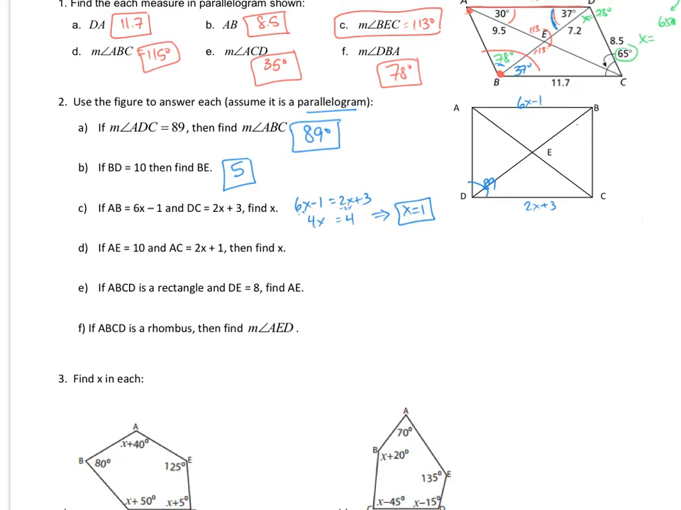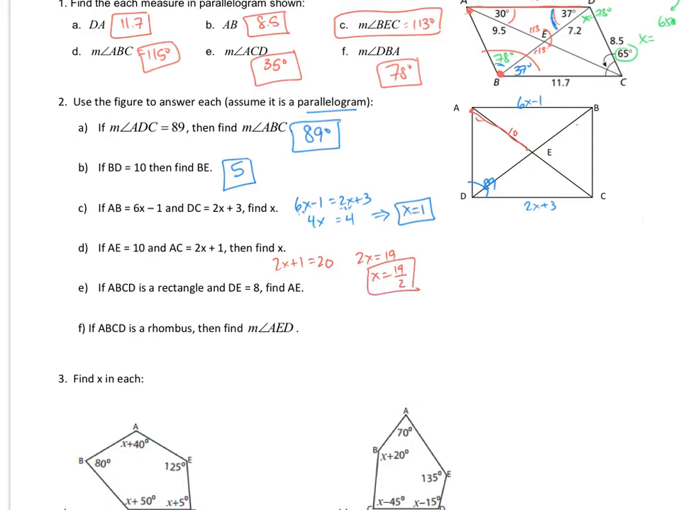Okay, for part D, if AE is 10, so if A to E is 10, again, this is a whole different problem. If A to E is 10 and A to C is 2x plus 1, find x. Well, we know, again, the diagonals on a parallelogram bisect each other, so AE will be half of AC, so 2x plus 1 will be 20. So I took this and I doubled it. It'll be 20 all the way across. So 2x equals 19, so x equals 19 over 2.